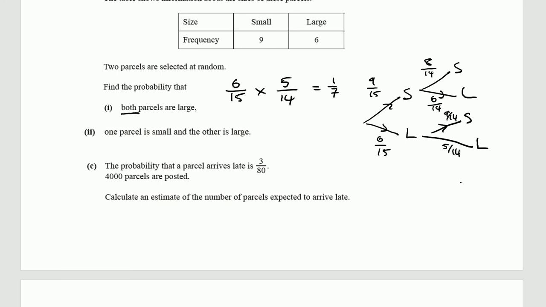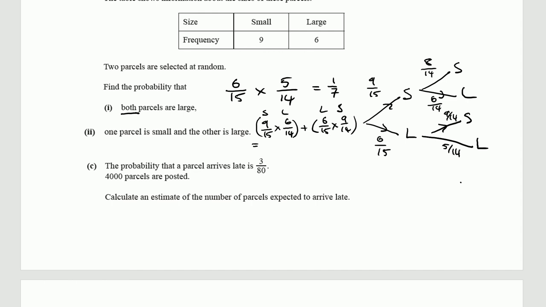So I want to do 9 out of 15 going for a small parcel, followed by 6 out of 14 going for a large parcel. That's one way of achieving this condition. If I add to that the other way of doing it, 6 out of 15 times 9 out of 14, this is the probability of going small then large, and then going large then small. We times all those together and do the adding, and we get our final answer.